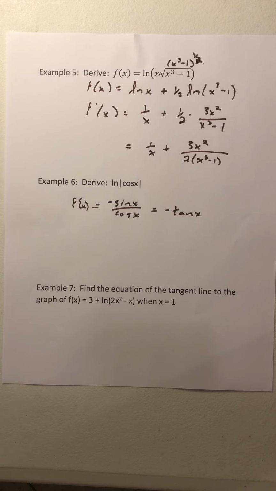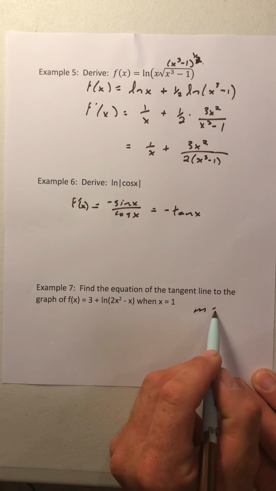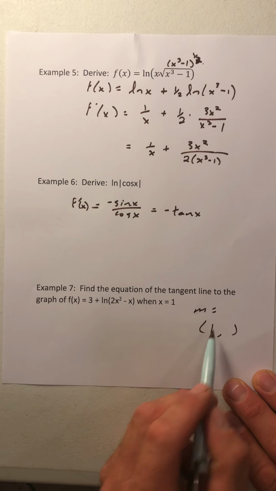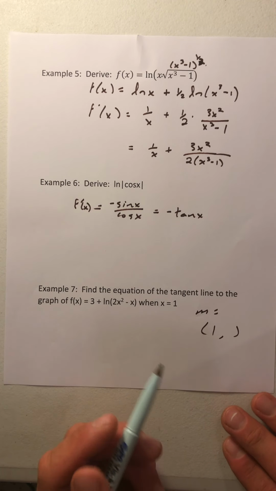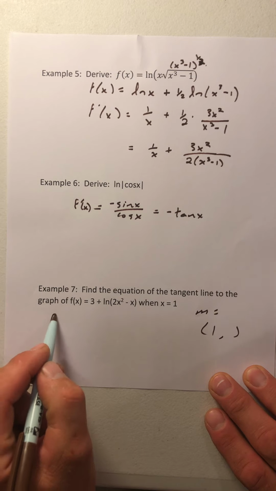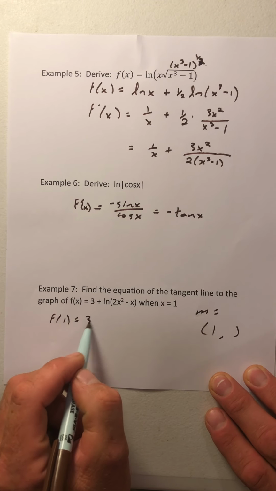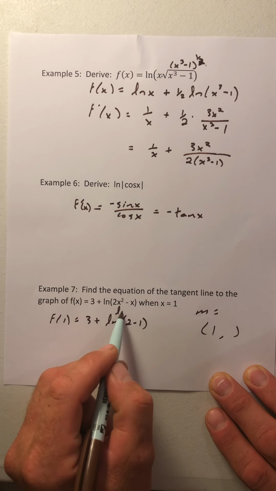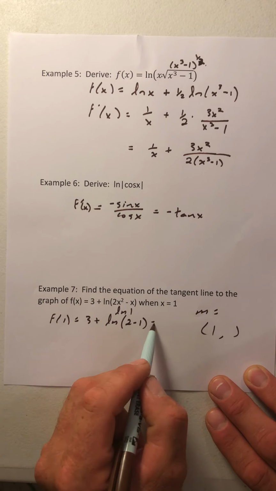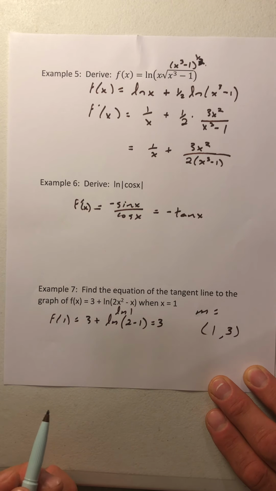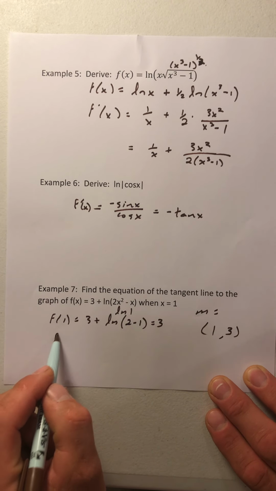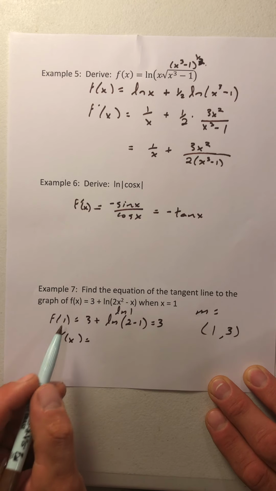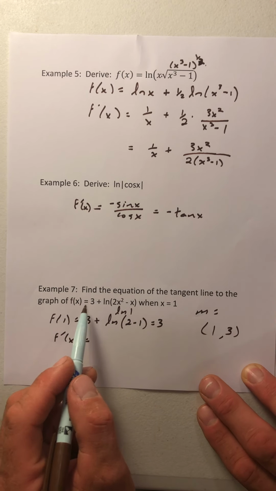And finally, find the equation of the tangent line of the graph of 3 plus natural log of 2x squared minus x when x equals 1. Again, I need the slope. I need my point. I know the x value of that is 1. I can find the y value, I suppose, at this point. Find f of 1. We have 3 plus the natural log of 2 minus 1. So we get the natural log of 1. Isn't that nice? That's 0, isn't it? So we get the y value of 3.